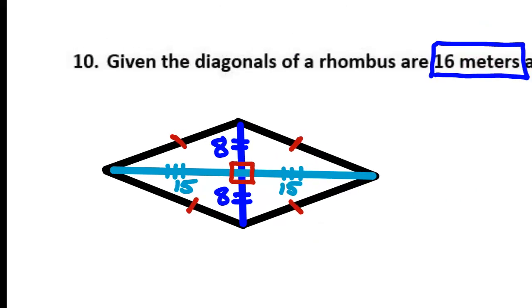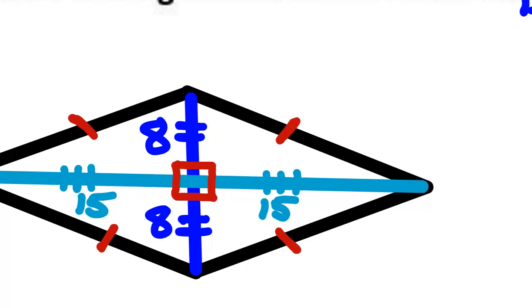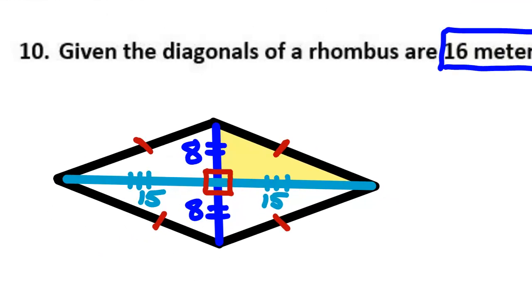So we are supposed to find the perimeter of this shape. If I can find the length of one side, then I know the length of all the other sides. And that would allow me to find the perimeter. So I'm going to look at just one of these little triangles here. Because it's what type of triangle? It's a right triangle. And what can I use to find missing sides in right triangles?